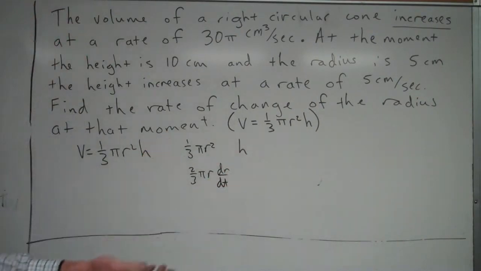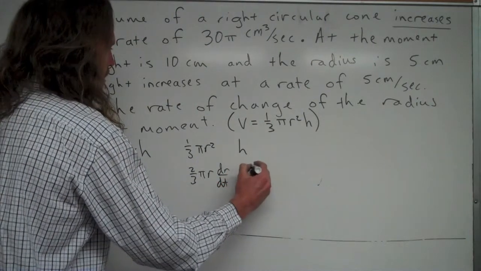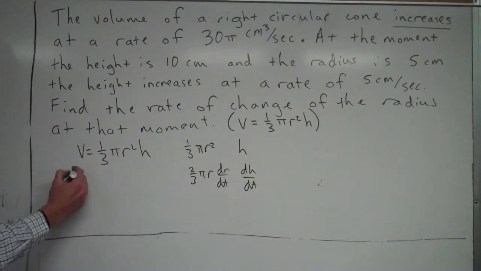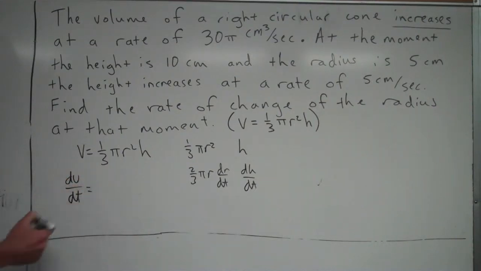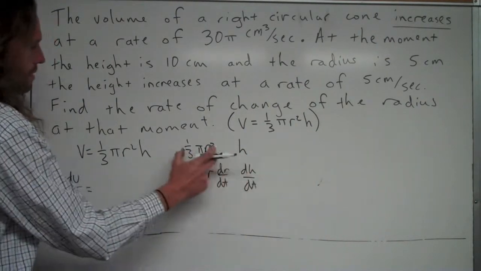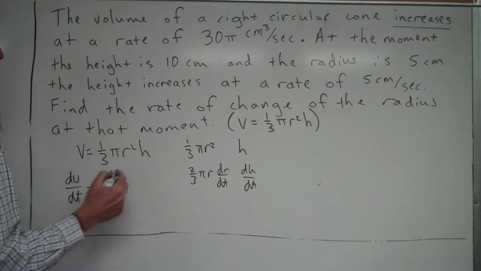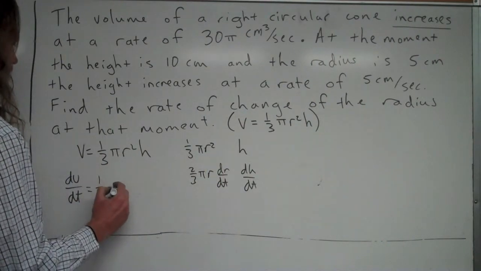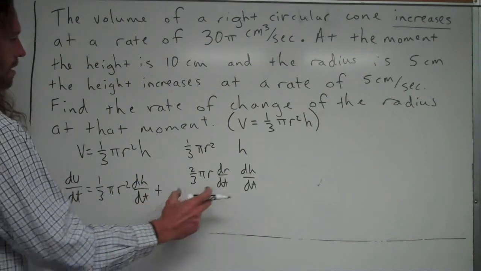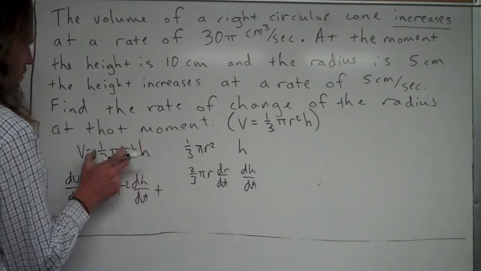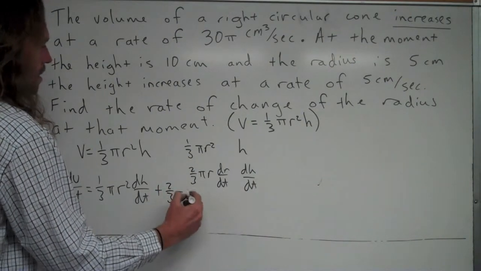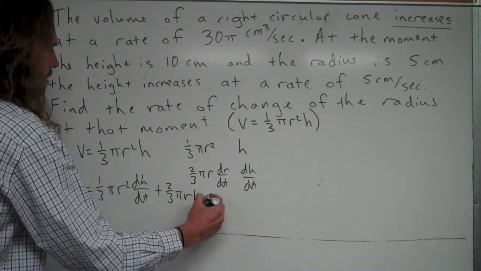The derivative of h would just be 1, but then times dh over dt, so that's just going to be dh over dt. So my derivative of volume here, which is dv over dt, is equal to 1/3 pi r squared times dh over dt, because it's this function times the derivative of h. Plus, I have the derivative of this function times h, so it's going to be 2/3 pi r, and I'm going to sneak the h right after that r, and then dr over dt.